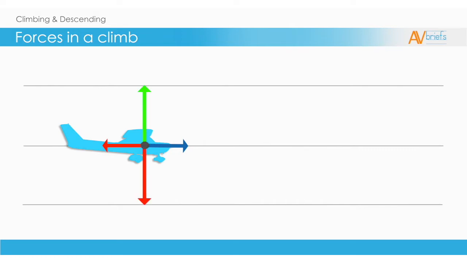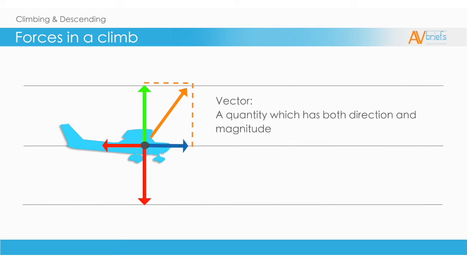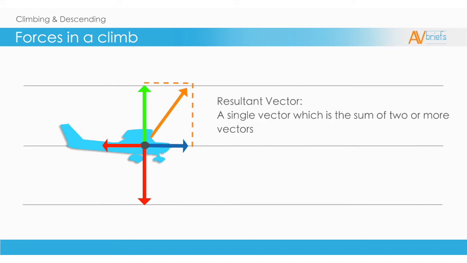A vector. This is a quantity which has both direction and magnitude. That is to say, it has direction and strength. A resultant vector. This is a single vector which is the sum of 2 or more vectors.